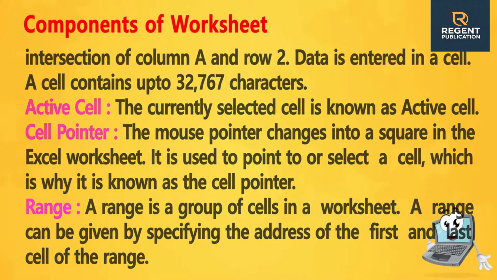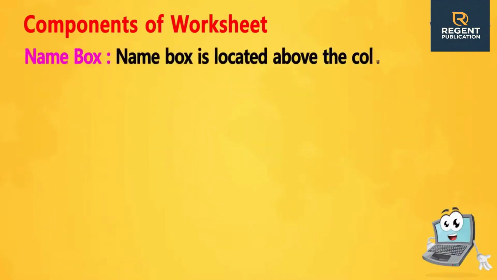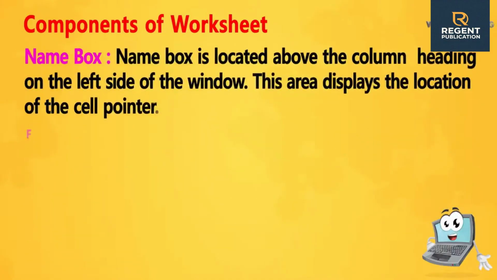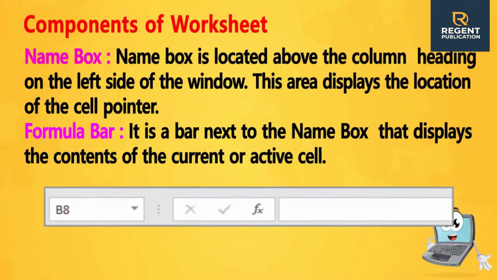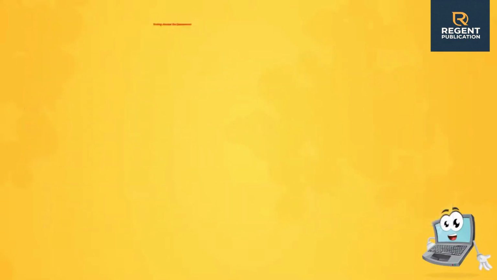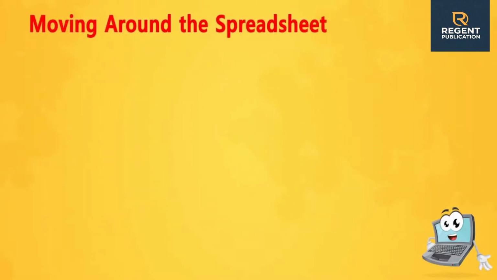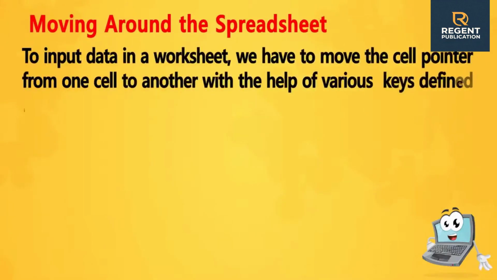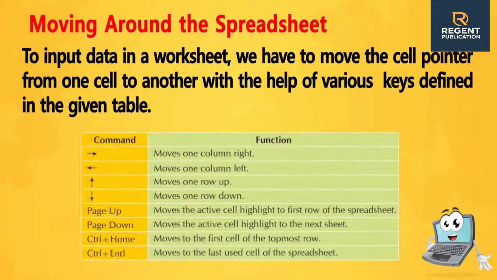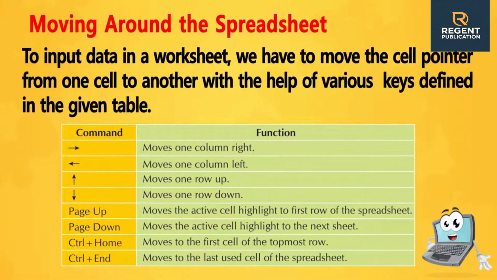Name box. Name box is located above the column heading on the left side of the window. This area displays the location of the cell pointer. Formula bar. It is a bar next to the name box that displays the contents of the current or active cell. Moving around the spreadsheet. To input data in a worksheet, we have to move the cell pointer from one cell to another with the help of various keys defined in the given table.